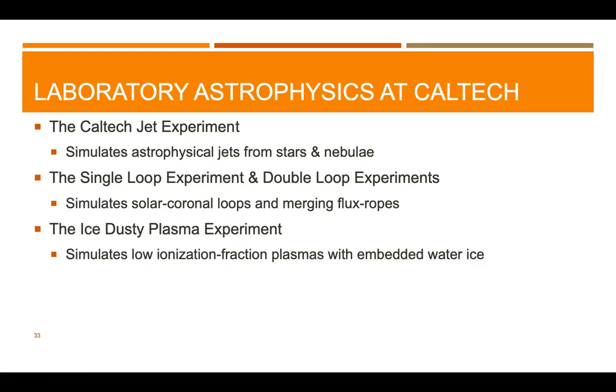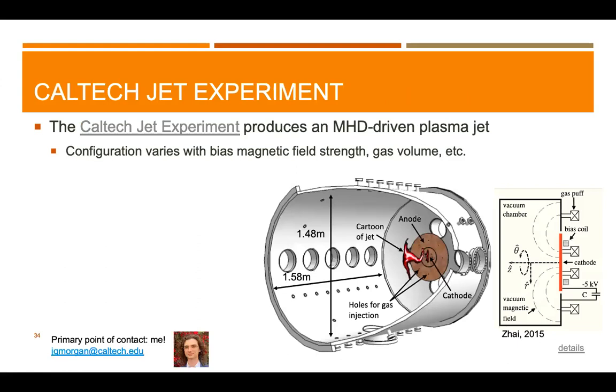astrophysical relevance. So getting right into the first one, this is the Caltech jet experiment. It produces an MHD-driven plasma jet. We can tweak the bias magnetic field strength of the gas volume. This is what the chamber looks like, so it's pretty big. It's actually 400 gallons. And it's on the smaller side of experiments involving jets.